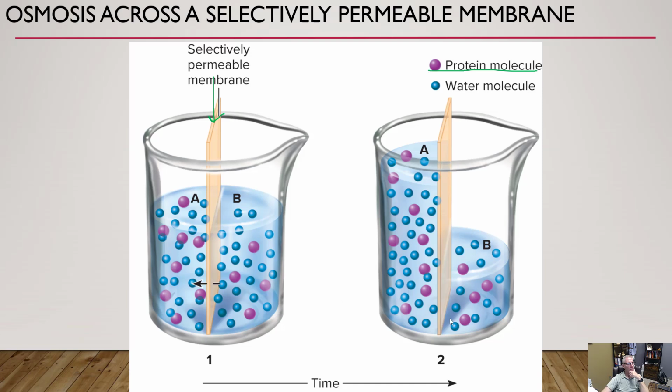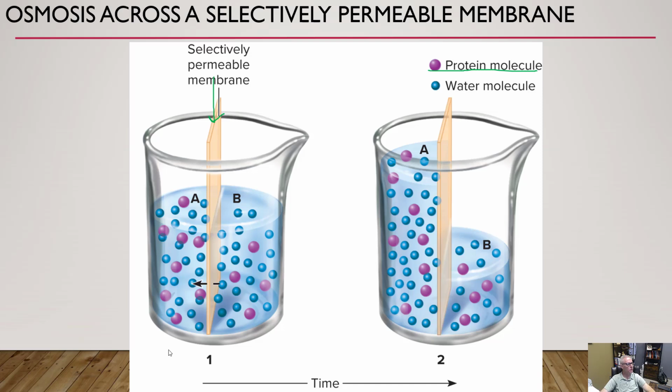All right, so these purple protein molecules can't cross the cell membrane, this selectively permeable membrane, for whatever reason. They're too big. We'll just say that they're too big. Now, what's going to happen is the water is going to have to move in order to dilute the proteins.